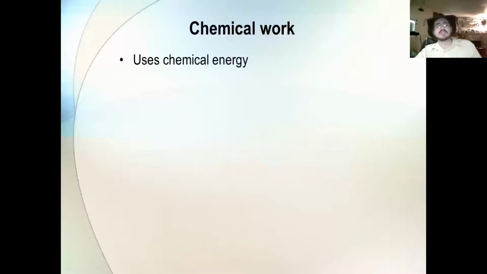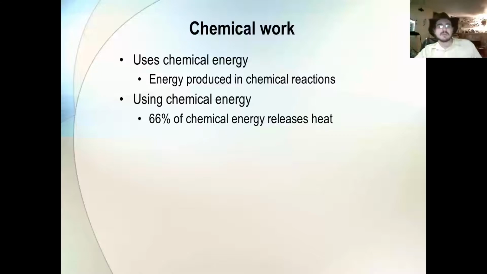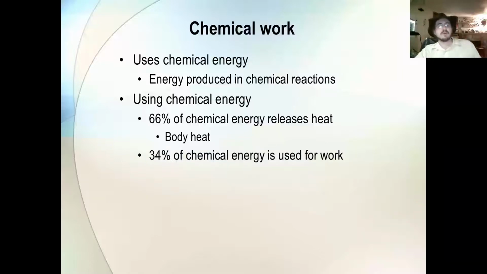So chemical work uses chemical energy. And this is energy produced in chemical reactions. And when you use chemical energy, 66% of the energy produced in a chemical reaction is released as heat. So you lose 66% of that chemical energy, leaving just 34% left over for chemical work. So that heat that you lose when you undergo a chemical reaction is why you have body heat. So kind of useful actually, because generating your own body heat allows you to be more active.